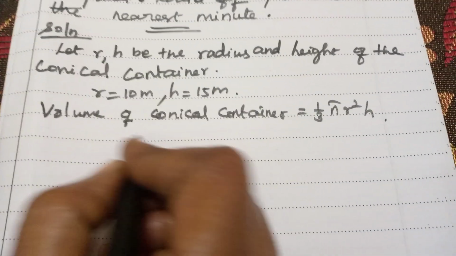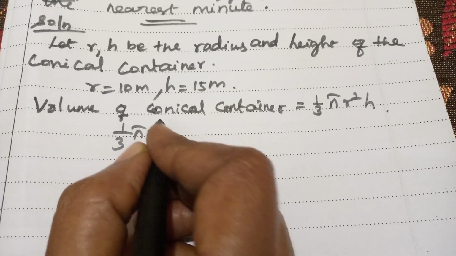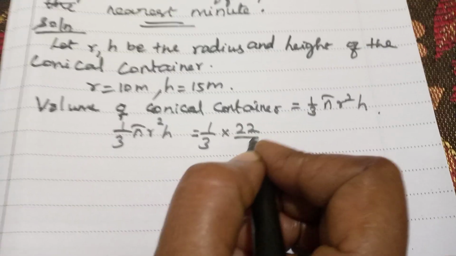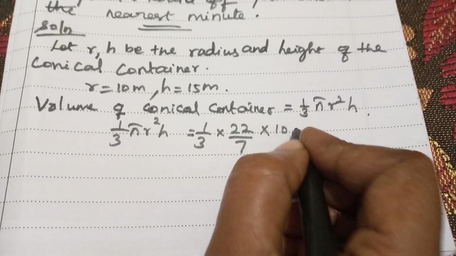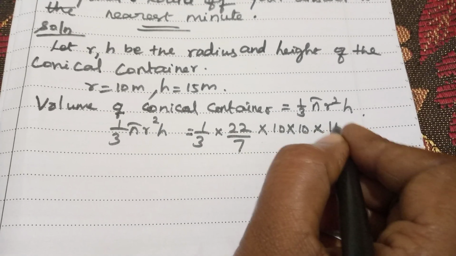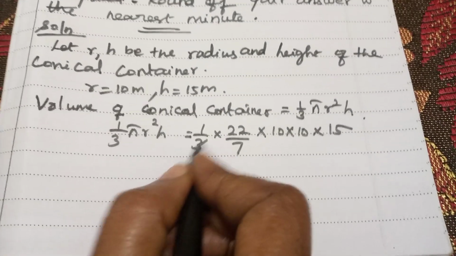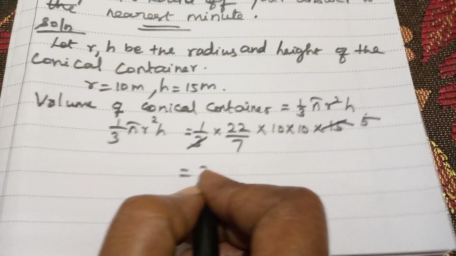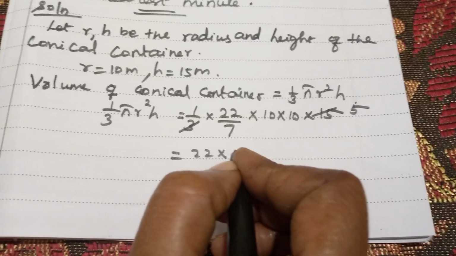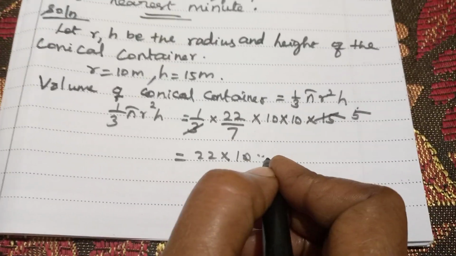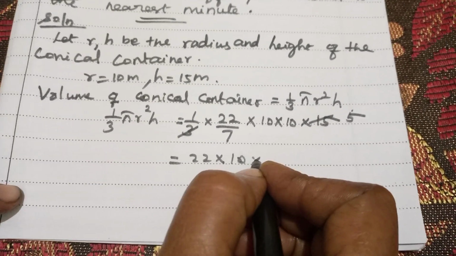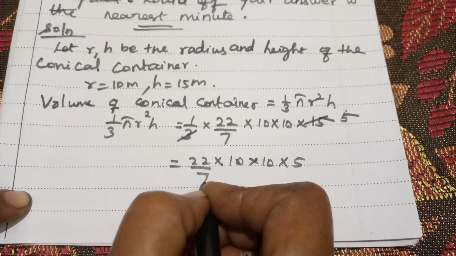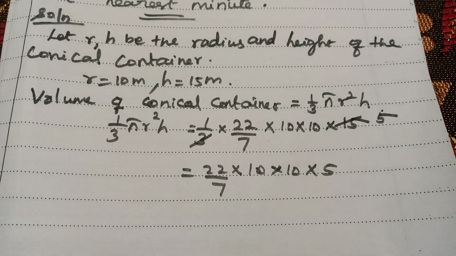1 by 3 pi r square h, let us find the value. It is equal to 1 by 3 into pi value 22 by 7 into r is given 10, r square is 10 into 10, into h is 15. This 3 and 15 can be cancelled, 5 3s are 15. Remaining, let us write 22 into 10 into 10 into 5 by 7. It is the volume of the conical container.